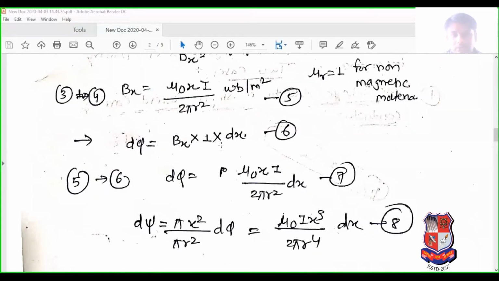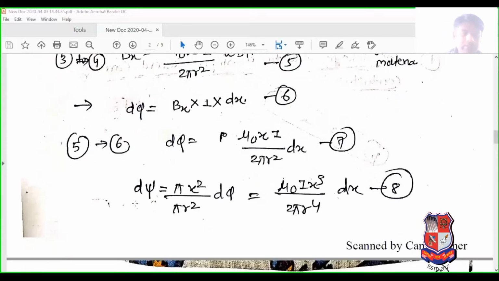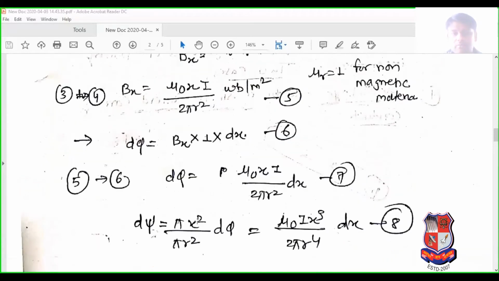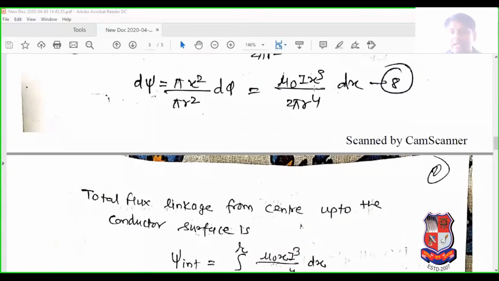Now put the value of Bx from equation 5 into equation 6. So d phi is equal to mu 0 into x into I upon 2 pi r square into dx, right? Now we will calculate the d psi. What is d psi? This is the total flux which is linked with the current Ix, right? So total flux that is linking, that is the linkage flux. D psi is equal to pi x square divided by pi r square into d phi. Put the value of d phi from 7 into 8. So after solving this equation, we will finally get d psi is equal to mu 0 I x cube divided by 2 pi r4 into dx.